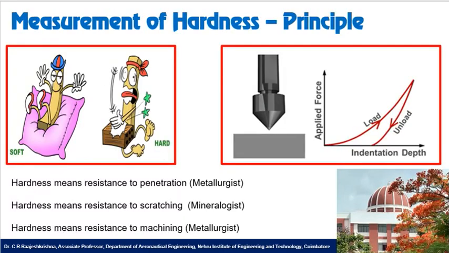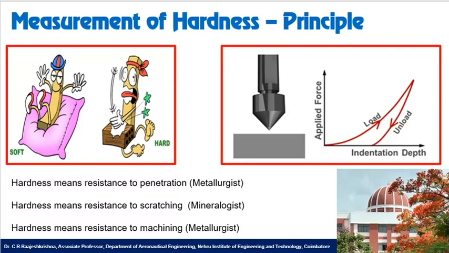Measurement of hardness, its principle. Hardness is defined as the resistance to penetration. Based on the metallurgist, and a metallurgist is nothing but a person who studies metals, they define hardness as a resistance to penetration.